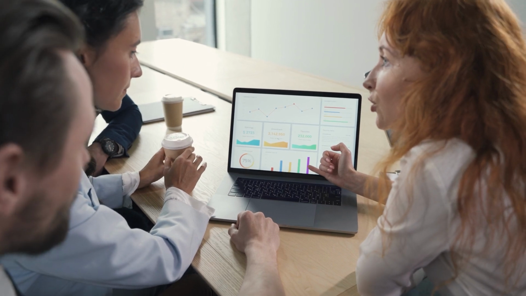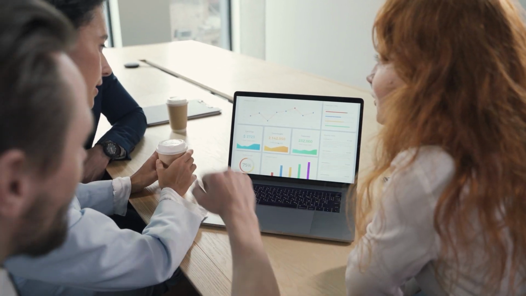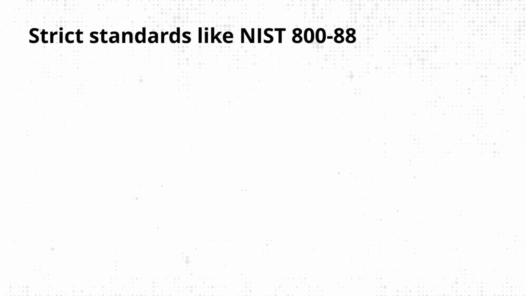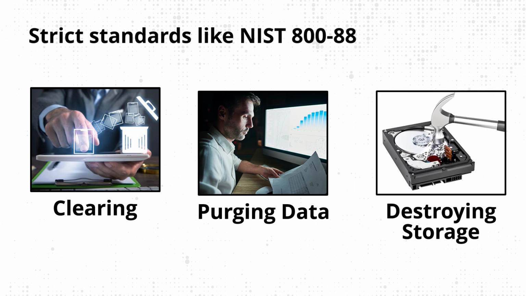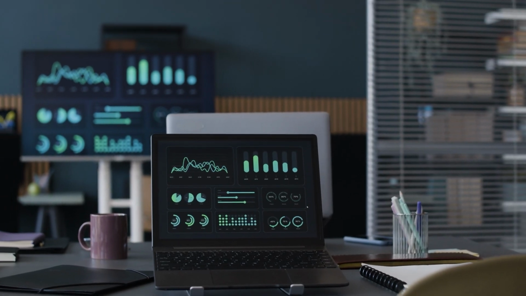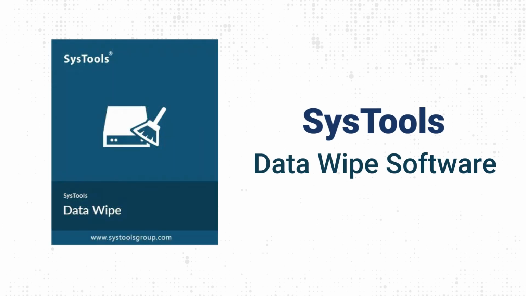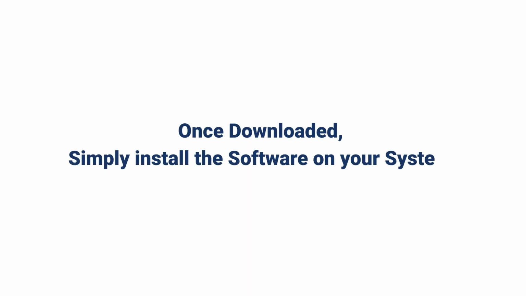These methods are good but may not fully guarantee that data is unrecoverable. To truly prevent data remanence, follow strict standards like NIST 800-88, which outlines proven ways such as clearing, purging, and destroying storage media to make data recovery impossible. Using NIST-certified tools like SysTools Data Wipe software, which overwrites all data with new information, ensures complete erasure and leaves no chance for recovery. You can find the download link in the description. Once downloaded, simply install the software on your system.